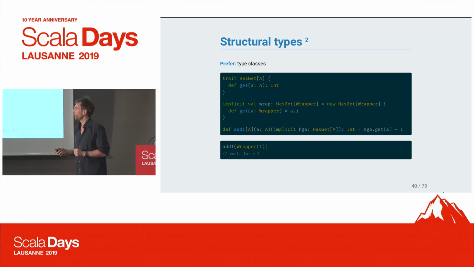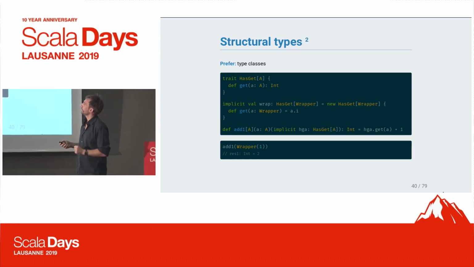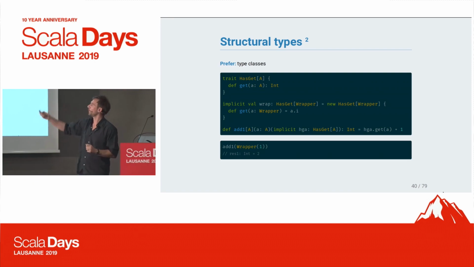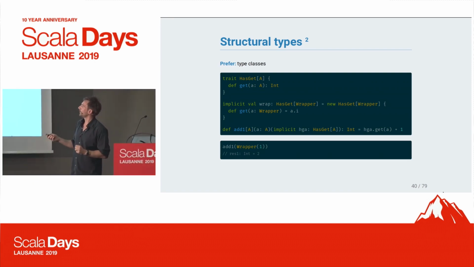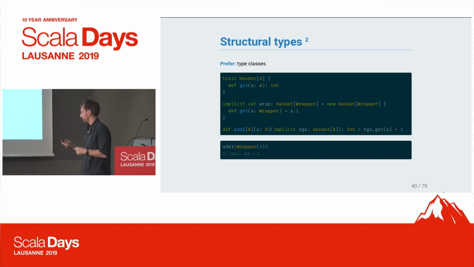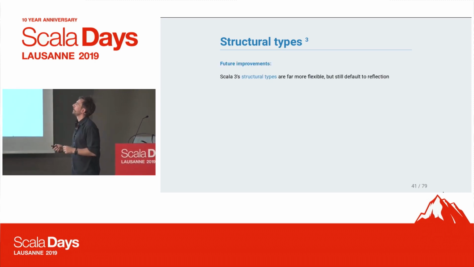So the preferred approach is type classes, and I might have been a bit over-enthusiastic here, so I don't think I'll have the time to go through all the slides if I go through this whole thing. If anybody wants to know more about type classes, I'm going to explain that after the talk, but I want to cover a few more of these before we're stopped. So I'm going to skip the explanation. If you know what a type class is, use that instead of a structural type.